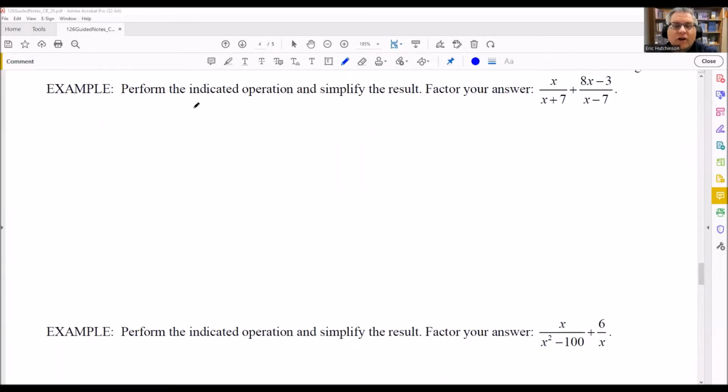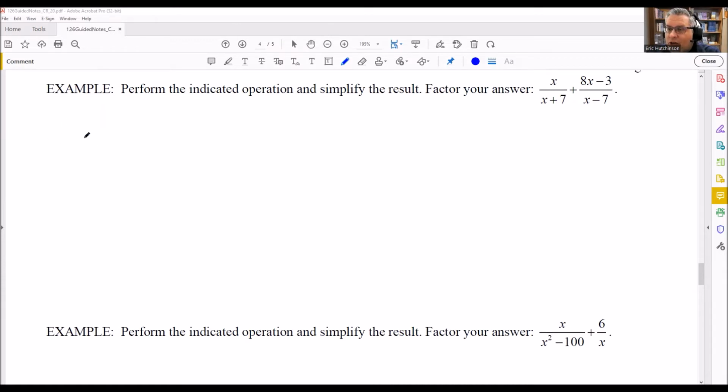We want to add these two fractions together. We notice they do not have the same denominator, so we want to get both of these to have the same denominator. The common denominator that we want them to be is just going to be these two things multiplied together. So you're going to multiply each fraction by what it's missing.